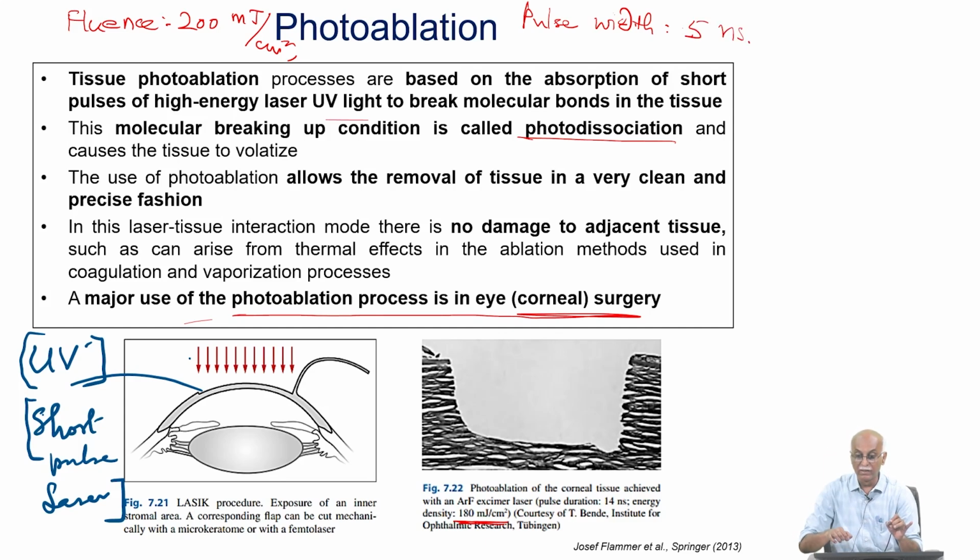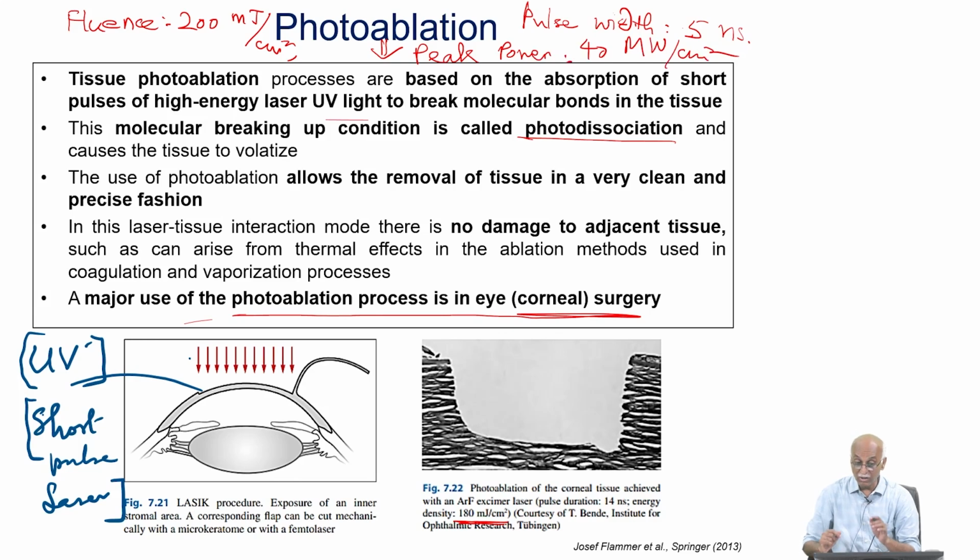Each single pulse will have a peak power in megawatt per centimeter square, peak intensity. Fluence divided by pulse width will give me the approximate peak power. So, 200 millijoule per centimeter square divided by 5 nanosecond. 200 by 5 is 40, and 10 raised to minus 3 here, 10 raised to 9 here. So, 40 megawatt, this will have a peak power of 40 megawatt per centimeter square.